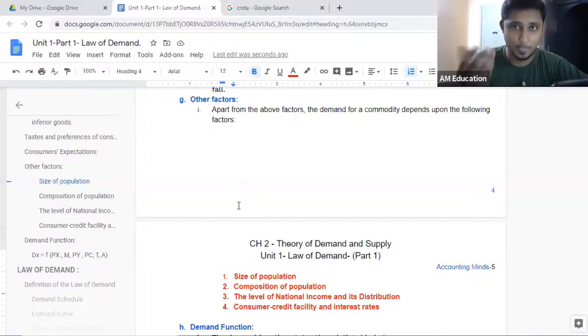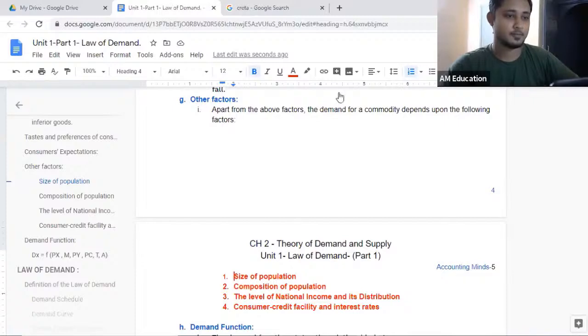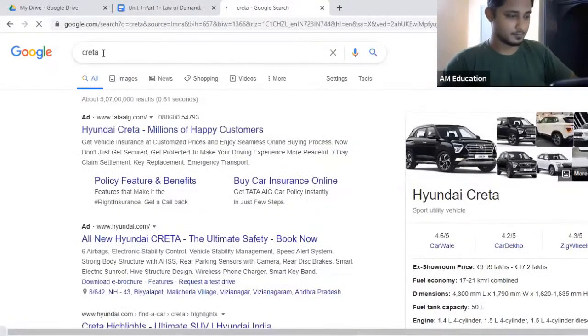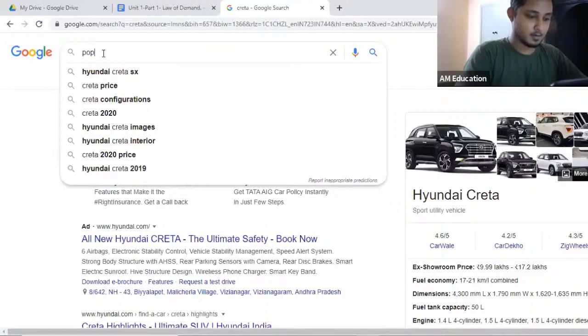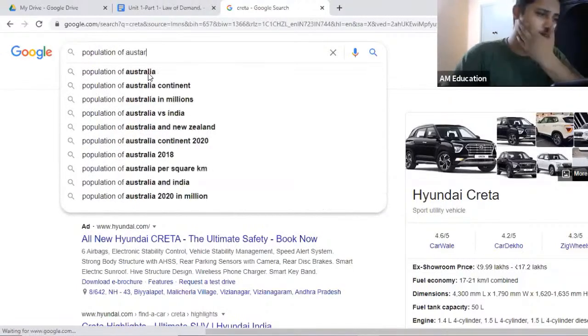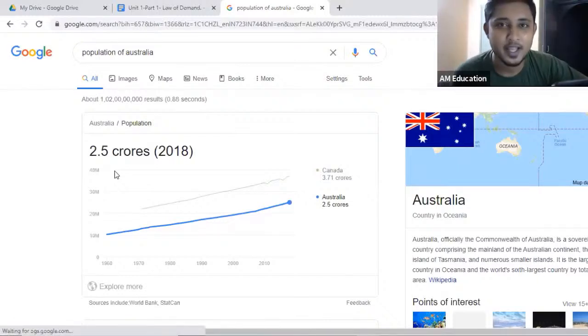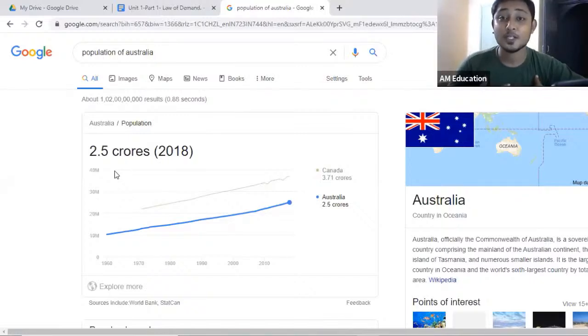Assume the population of Australia is 10 crore people. Okay, let's see what is the population of Australia. People as of 2018. So, tell me one thing that is required for both Australian people and Indian people. Toothbrush. All of us will use toothbrush. Yes. Right?